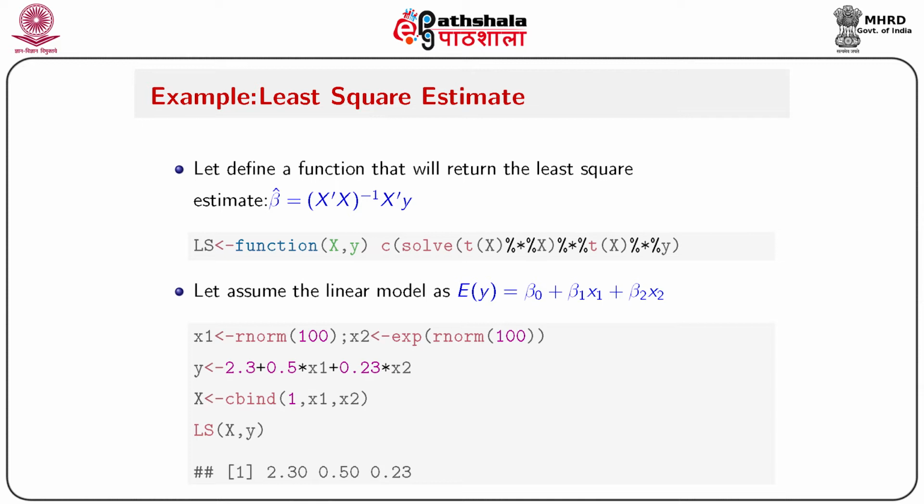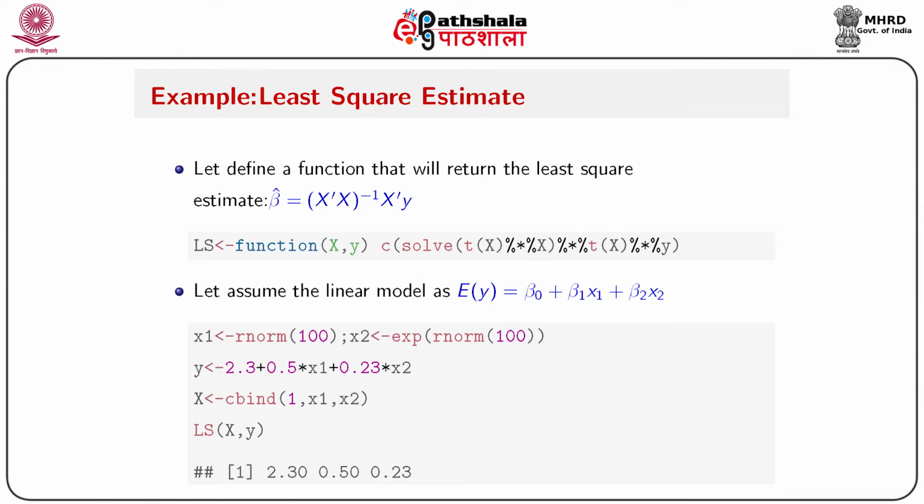See here, I created the return value as solve of t(x) %*% x, inverse, times t(x) %*% y. The way it is exactly written there, I use the same matrix notation in this expression, and the return value is beta.